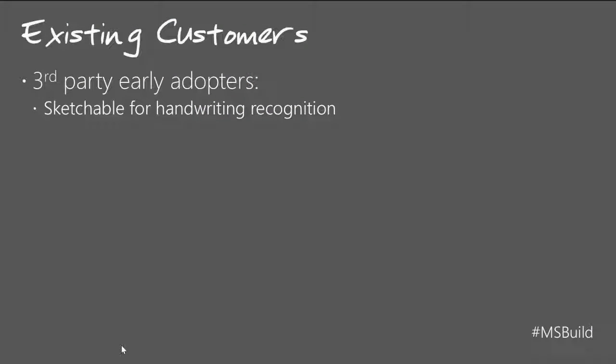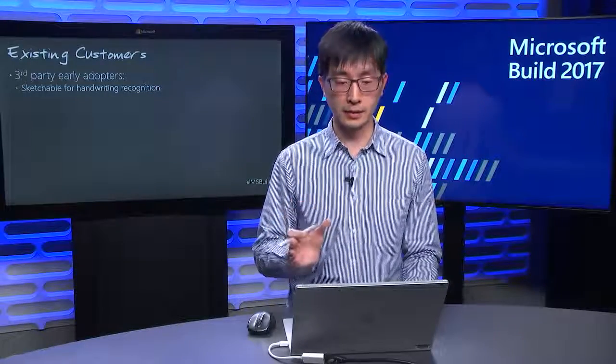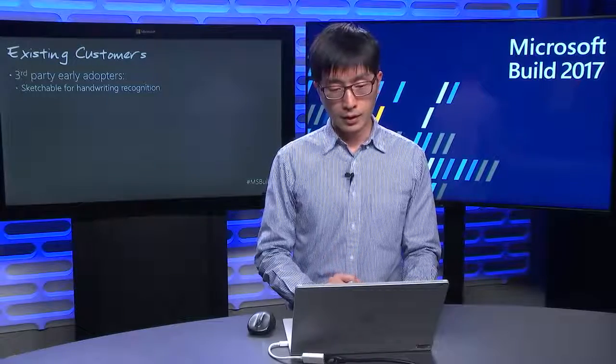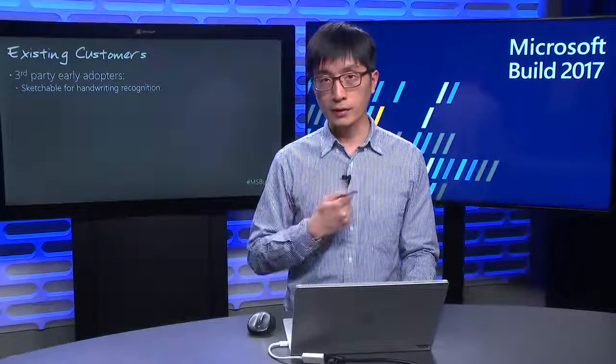Okay. Another partner that we have been working with is Sketchable. It's a drawing app, and they use ink analysis to do the handwriting recognition. They want to enable the user to not put down the pen, continuing to use the pen for both drawing and writing the title of the picture. And they use ink analysis so that the user can write at any angle and still get good recognition.